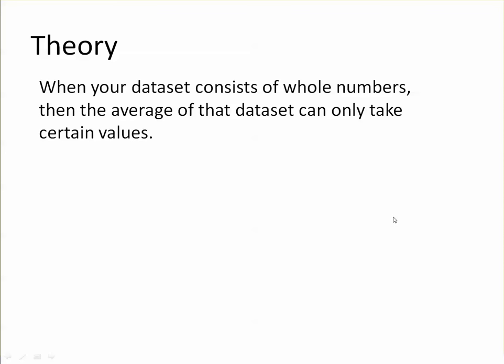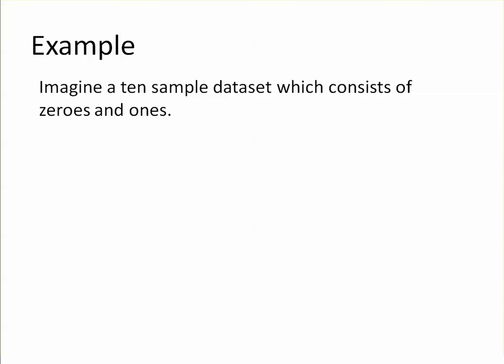So what is the GRIM test? Basically, what the GRIM test is relying upon is the fact that if your dataset consists of whole numbers or integers, then the average of that dataset can only take certain values. So let's work through a simple example.